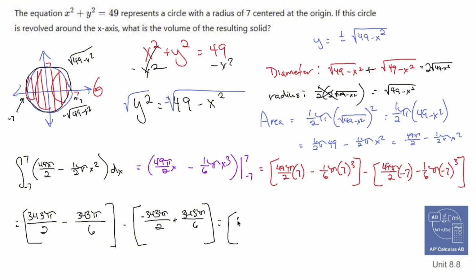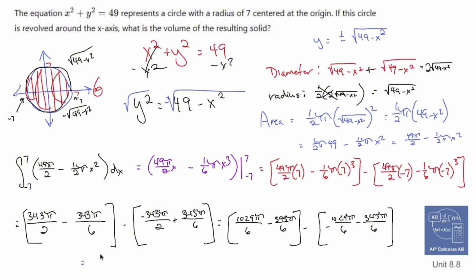That's 1,029 pi over 6 minus 343 pi over 6, minus negative 1,029 pi over 6 minus 343 pi over 6. And because space is limited, maybe I can squeeze this down here. I'll keep going. I'll feel guilt if I don't.